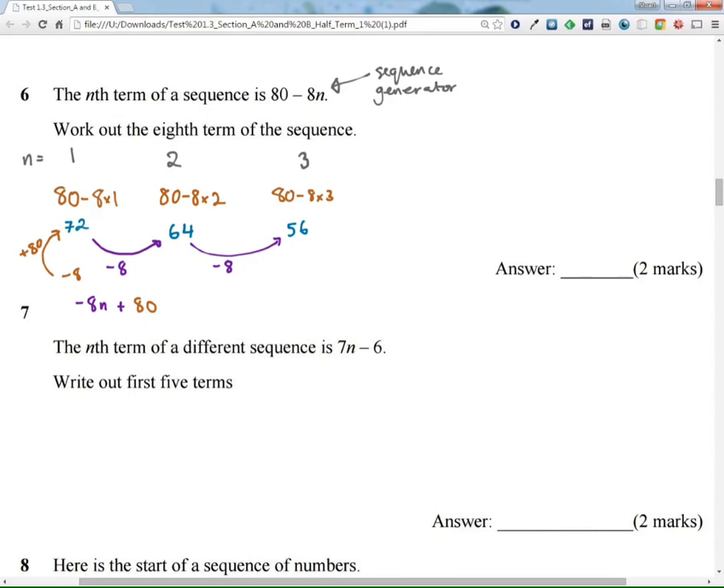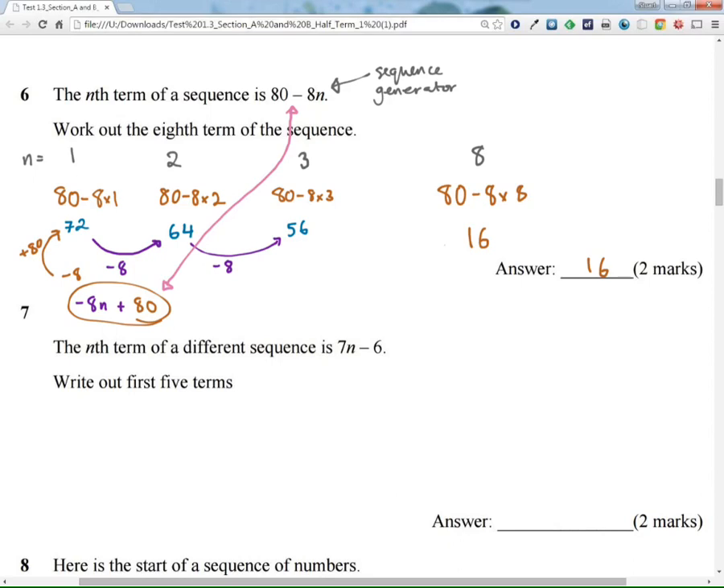Well, if we look at what the question said it was, the question said it was 80 minus 8n. These are the same things. Okay, so just because it's been written in a different order, don't get confused. It's still the negative 8 times table shifted by 80. They've just written it in a different order. Okay? So we're looking at the 8th term. That's the question. So we put 8 into the sequence generator. 80 minus 8 times 8 is 80 minus 64, which is 16. So that should have been your answer.